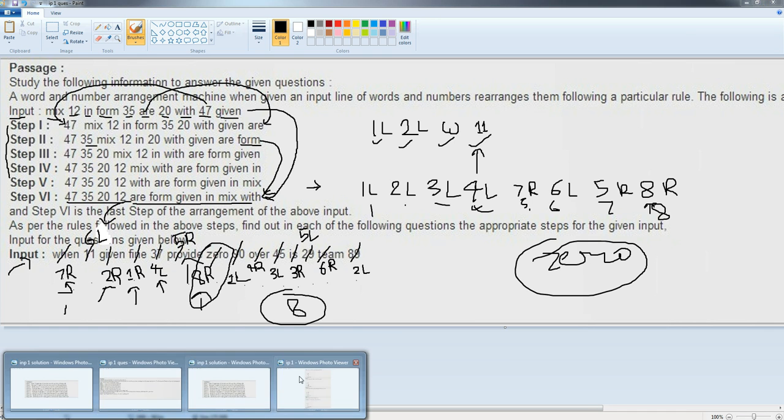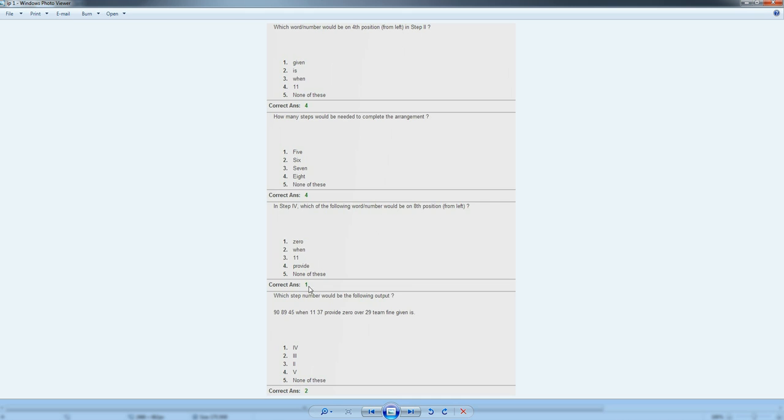Let's see what their answer is. According to them the answer is option 1, and option 1 is 0. See, option 1 is 0. So till now we are doing fine.